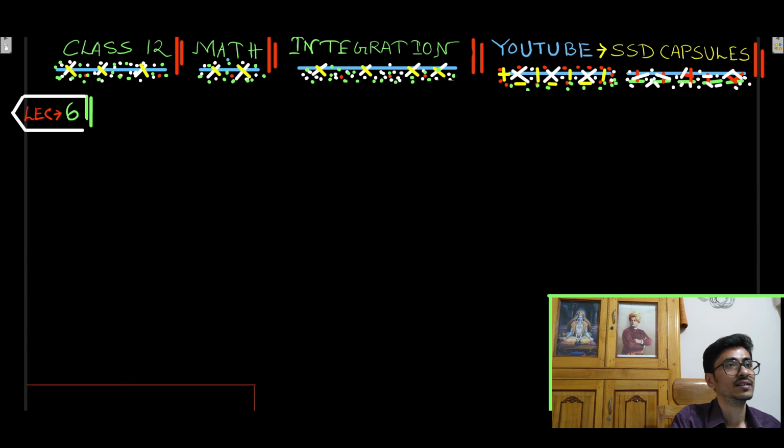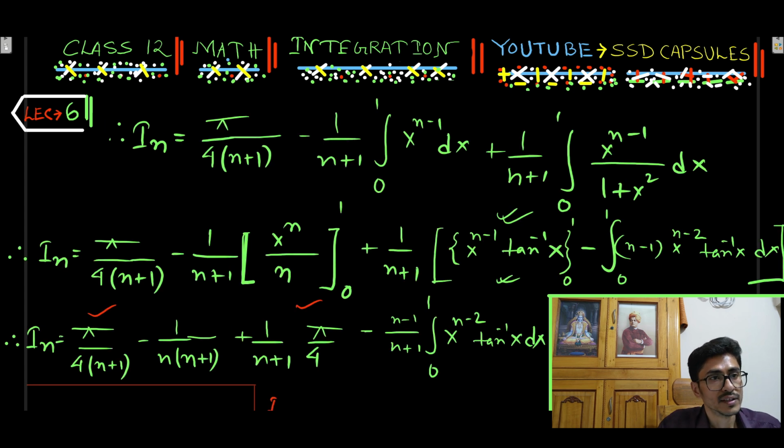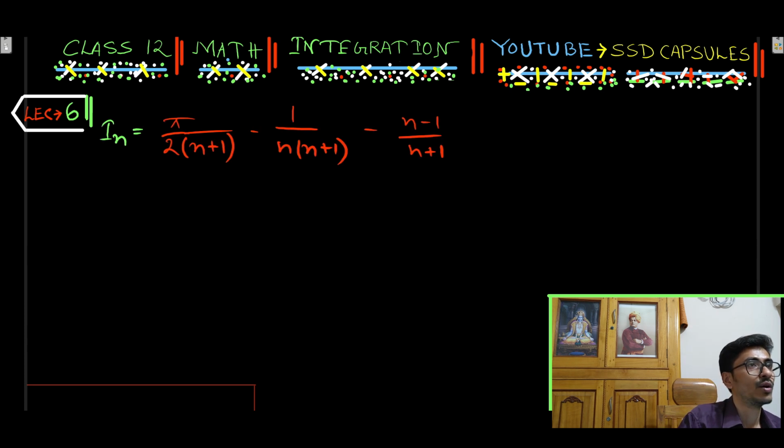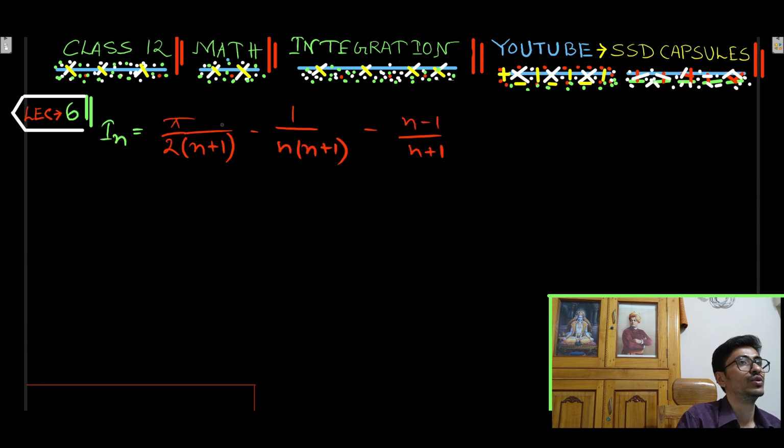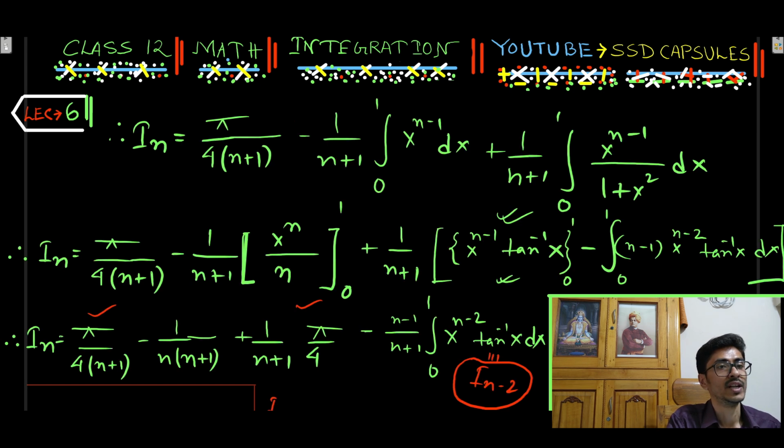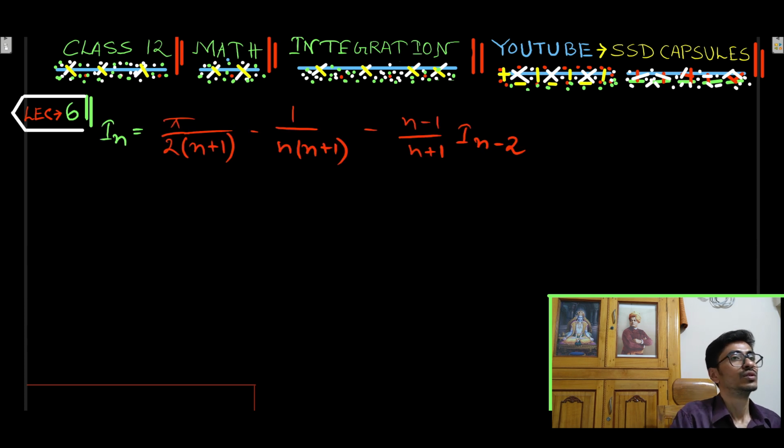So see here, integral 0 to 1 x to the power (n minus 2) tan inverse x dx. So this term is I_(n minus 2). This is nothing but I_(n minus 2). Hope you have understood this step. If you have any doubt, ask me in the comment section. So therefore I_n equals pi by 2 (n plus 1) minus 1 by n(n plus 1) minus (n minus 1) by (n plus 1) I_(n minus 2).